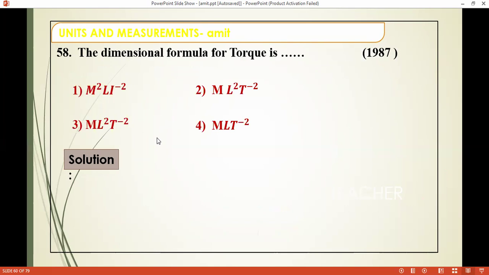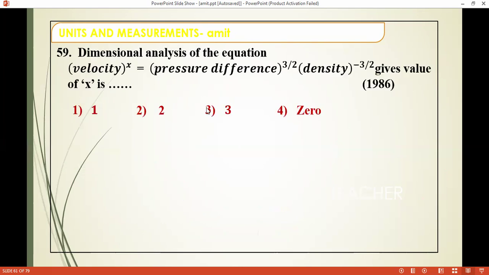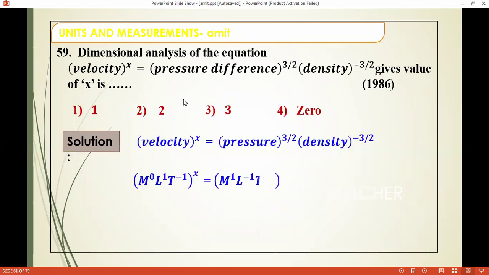The dimension formula for a topic: each question you can do this way. I already explained the reason here. Dimensionlessness of the equation: velocity, pressure difference, density gives the value of x. So you can put in the values one by one. Pressure gradient is pressure per unit length. So you can solve this and get the answer one by one.